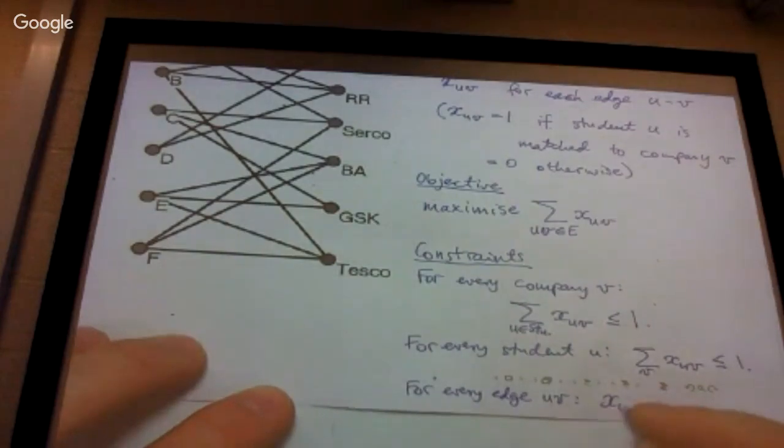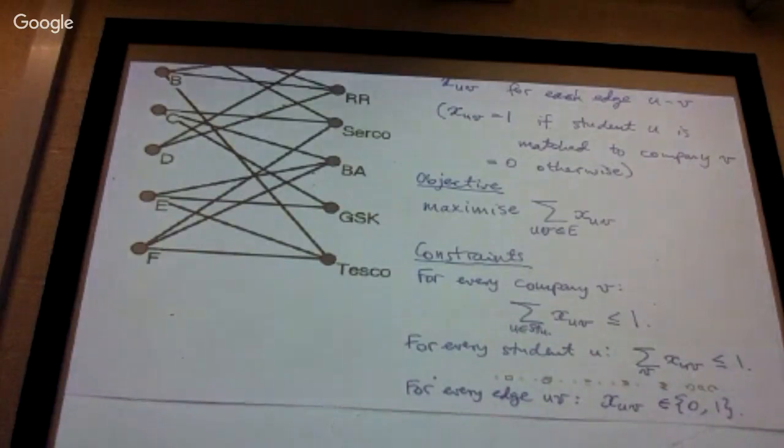But the last thing we should state as a constraint is that the variables are actually binary, as we intend them to be.